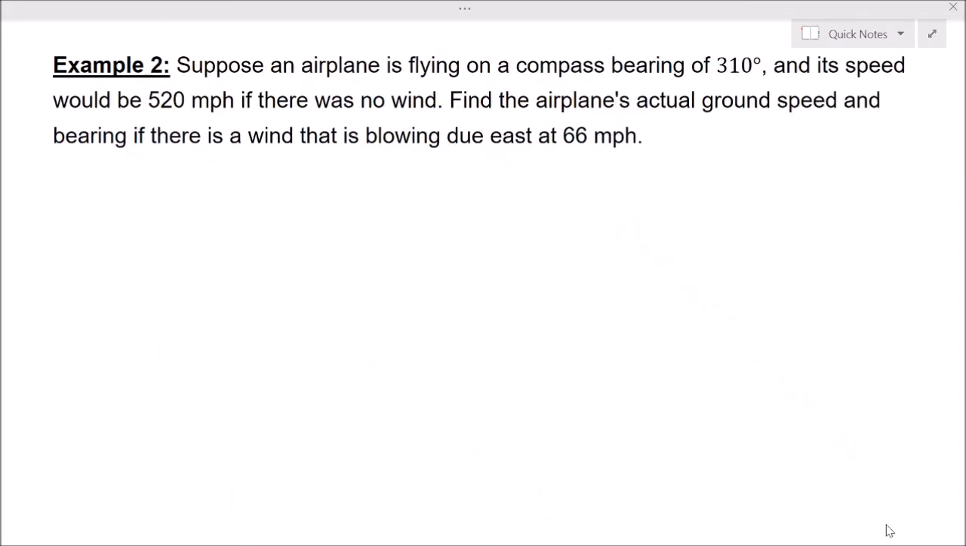Okay, so now we got a more complicated example. It says, suppose an airplane is flying on a compass bearing of 310 degrees and its speed would be 520 miles per hour if there was no wind. So that's like the original velocity of the airplane. But find the airplane's actual ground speed and bearing if there is a wind that is blowing due east at 66 miles per hour. So first, let's just sketch the situation.